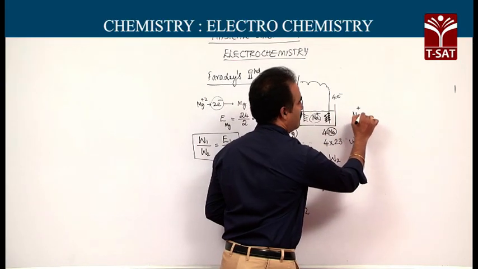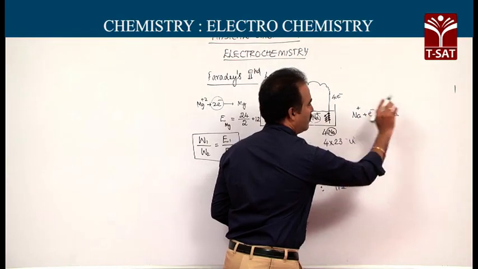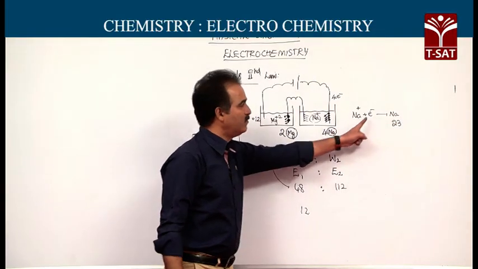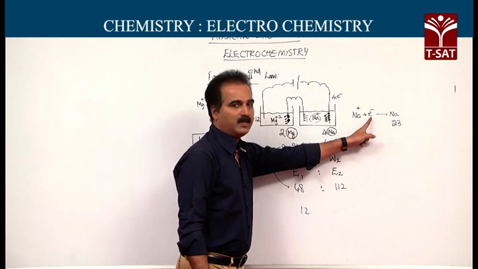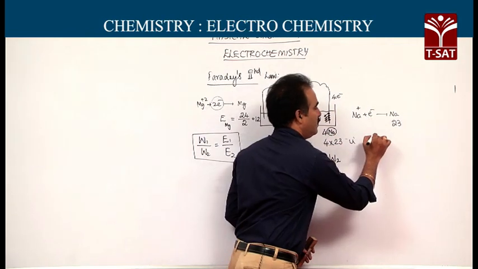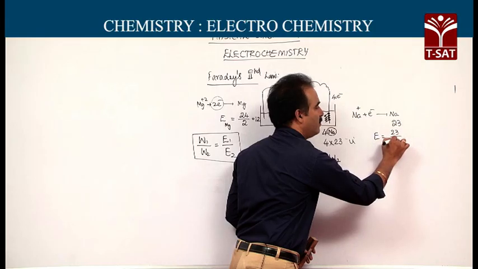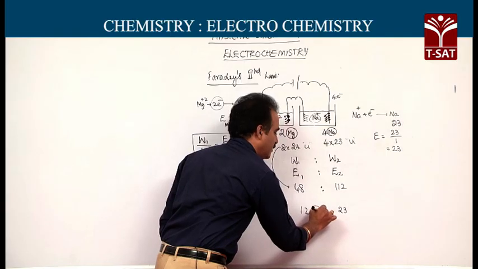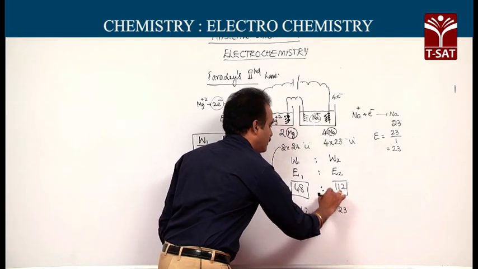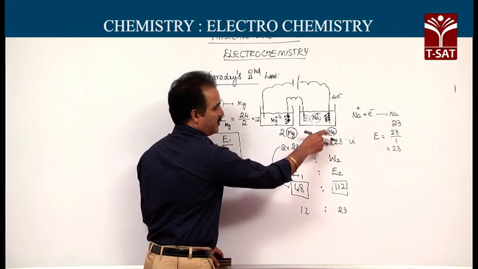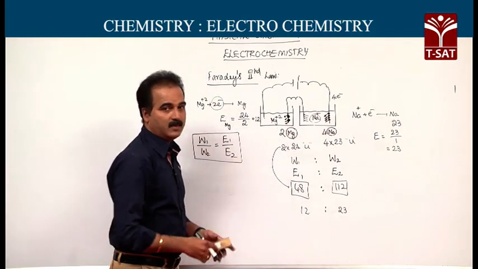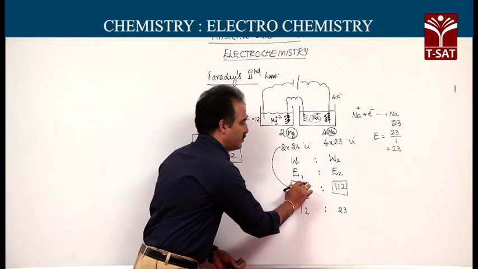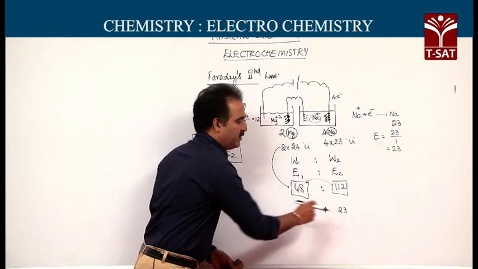Sodium takes 1 electron to undergo reduction, which means every 23 grams of sodium needs 1 mole of electrons. So the valency of sodium is 1, and the equivalent weight is atomic weight by valency, which is 23. The ratio of weights deposited by passing the same quantity of current is exactly the ratio of their equivalent weights. Simplifying this, you will get 12:23.